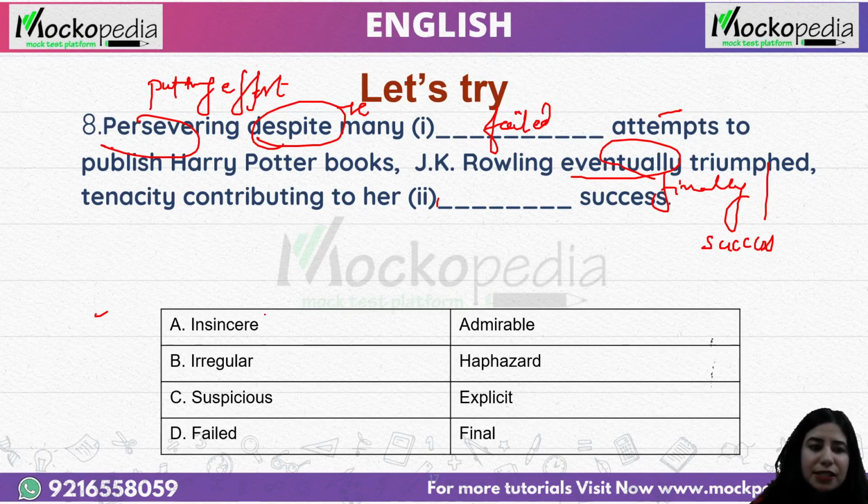So let's see, insincere doesn't mean that. Insincerity is not failed, right? So this goes out.